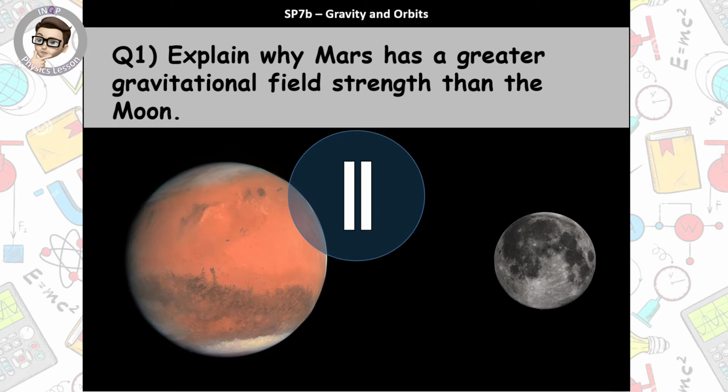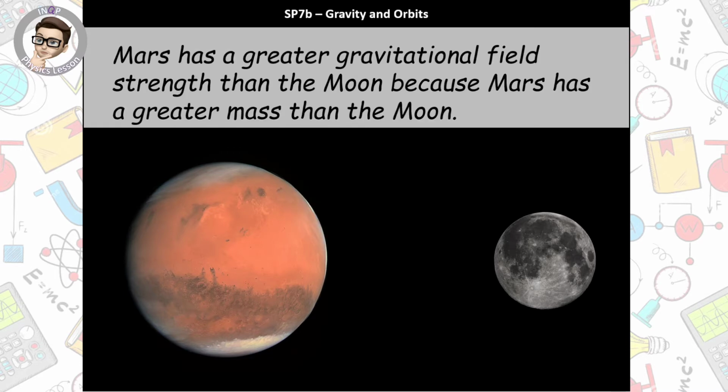Okay, hopefully you're back now and you've had a go at that question. So let's have a look at the model answer. Mars has a greater gravitational field strength than the Moon because Mars has a greater mass than the Moon. It's as straightforward as that. It's one of the two variables we were looking at before with regards to gravitational field strength, and we need to describe it in terms of those values.